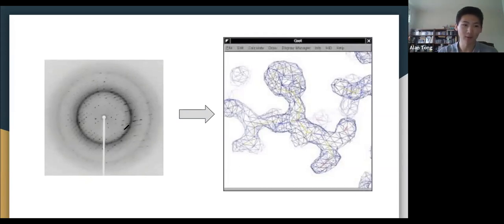Now, Andrew asks, why does it need to be X-rays? Why not other wavelengths? That's a good question. Does anyone else have an answer? Who wants to maybe have a guess in the chat?